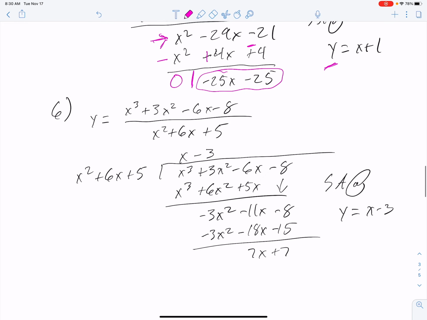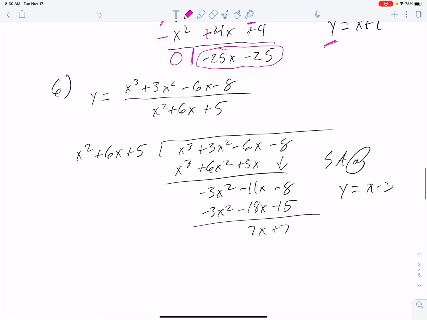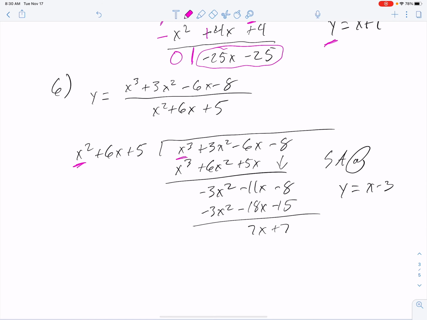So number 6, I set up the same way. And I ask myself, what times x squared would get me x cubed? X would. So I distribute x to x squared, 6x, and 5. I change my signs, and I end up with negative 3x squared minus 11x minus 8.